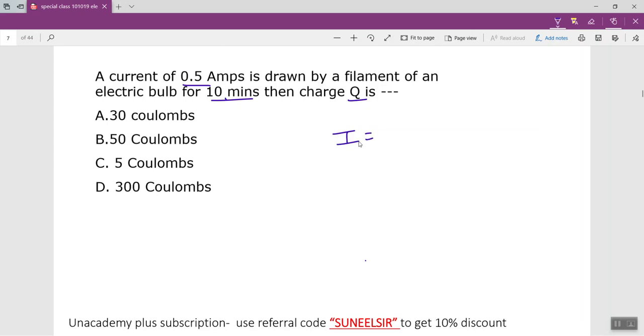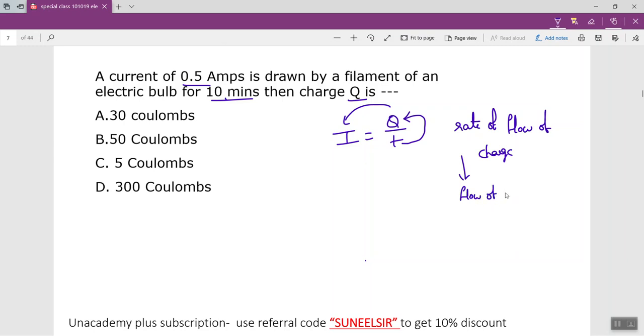Current is nothing but rate of flow of charge. We can also define current as flow of electrons. Flow of electrons is nothing but current.